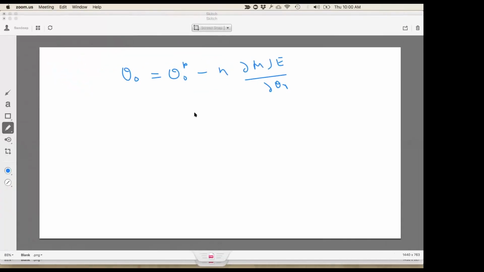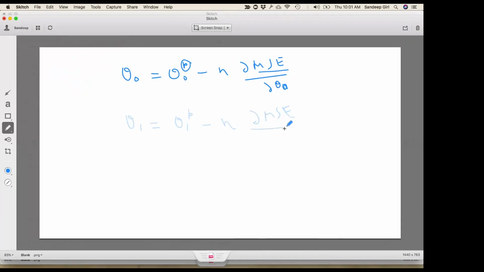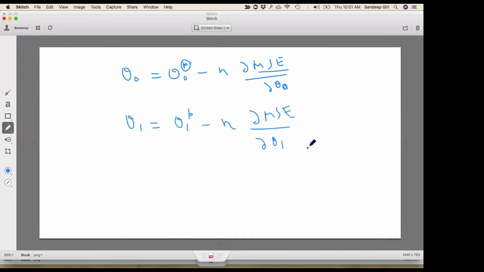Okay, so theta naught is theta's previous value. This is the previous step value. And eta is multiplied by the rate of change of error with respect to theta naught. Similarly, we'll have theta 1 equals theta 1's previous value minus eta multiplied by the rate of change of overall error with respect to theta 1.